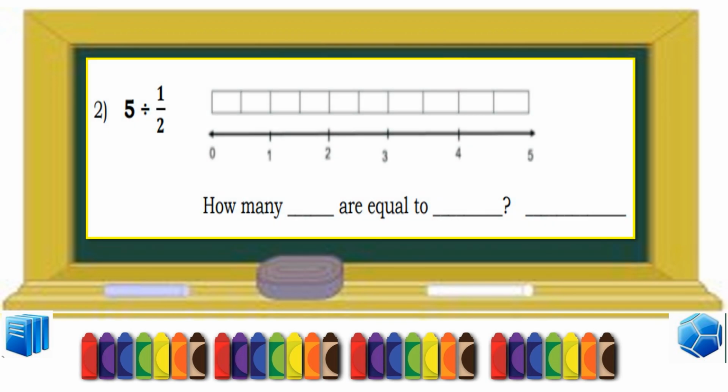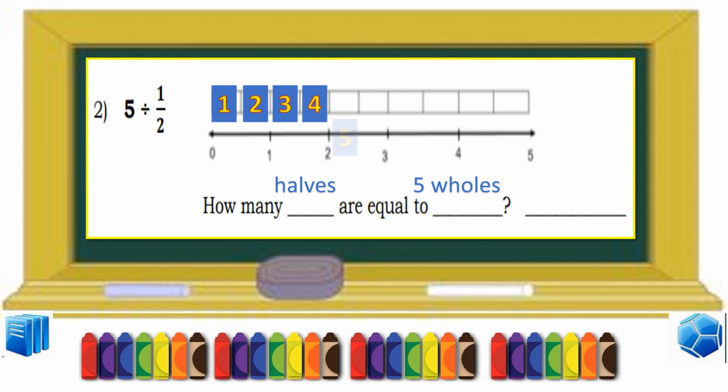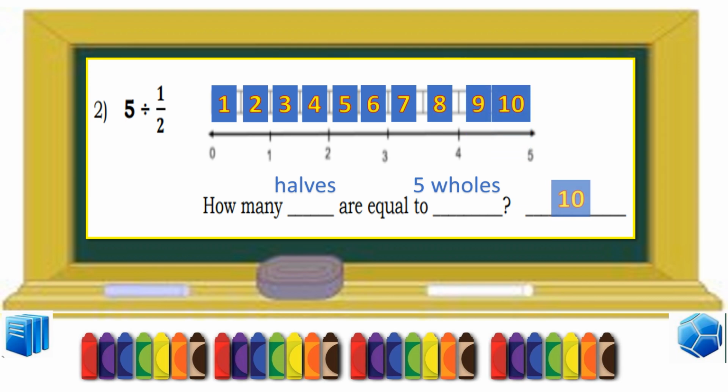Number 2, 5 divided by 1/2. So this is how many halves are equal to 5 wholes. So, para makuha natin ilan, count natin, 1, 2, 3, 4, 5, 6, 7, 8, 9, 10. So, there are 10.